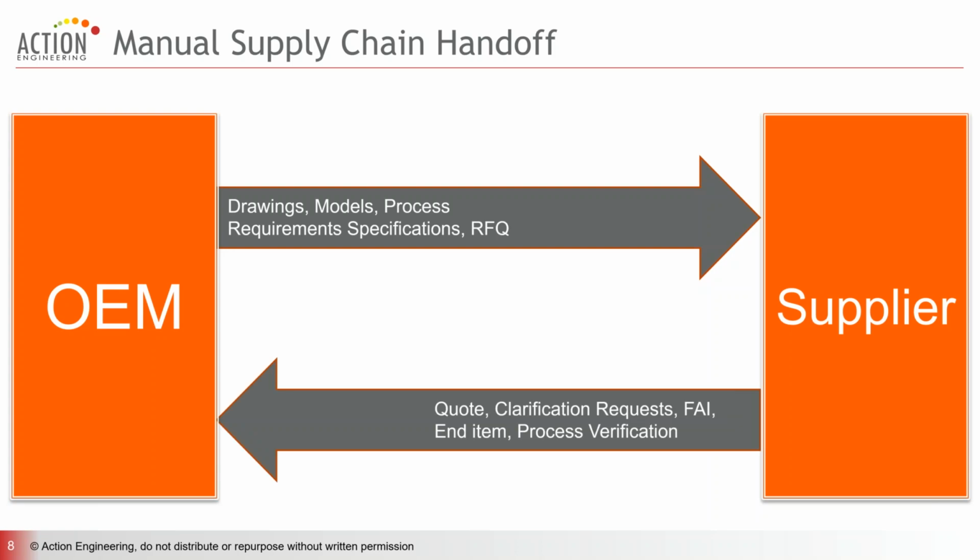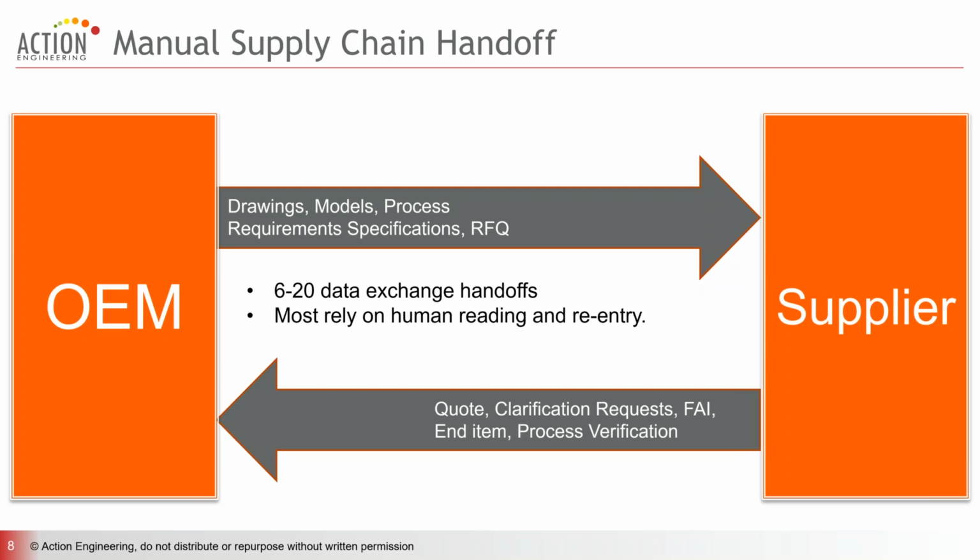And then the supplier is going to send information back, right? So there's a lot of this churn that happens in this supply chain handoff. In fact, on average, 6 to 20 data exchange handoffs, and that's on average. It could be more. If you're really efficient, it could be less. But there's a lot of handoffs here. And most of those handoffs rely on human reading and human interpretation and then reentry of data.